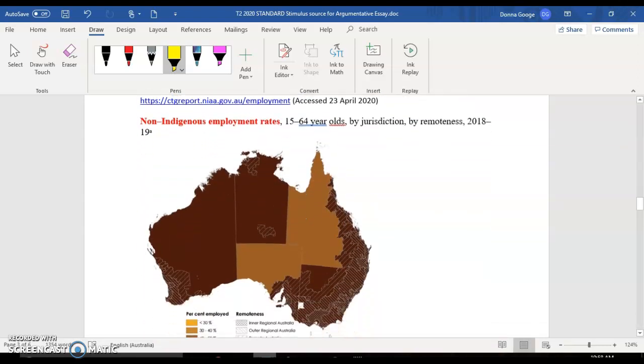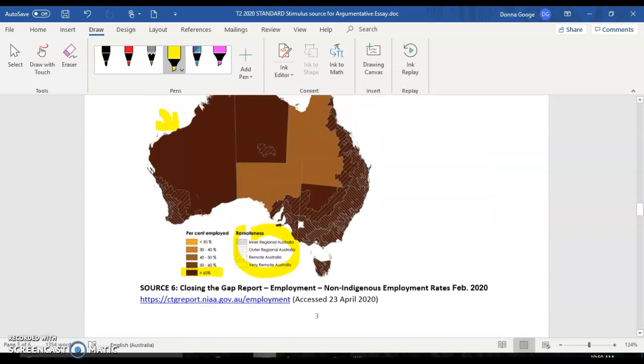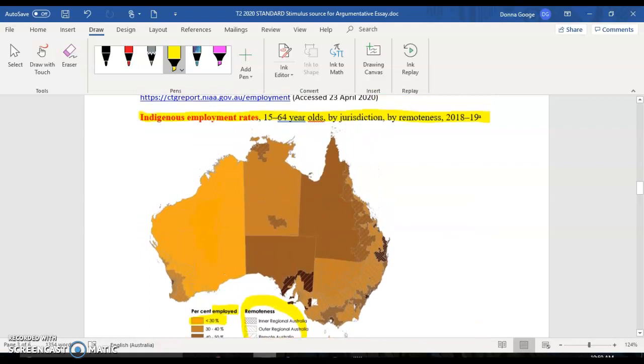Now we've got this down here compared to non-Indigenous employment rates. By the same thing, we've got remoteness and percent employed. If we have a look in the same area of Western Australia over here, we can see that more than 60% of non-Indigenous Australians in the same area are employed. Here is an issue: there are much higher rates of unemployment among Indigenous Australians than non-Indigenous Australians, and particularly in remote areas. So there's my first thing.